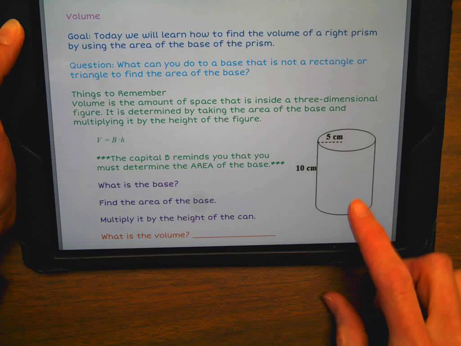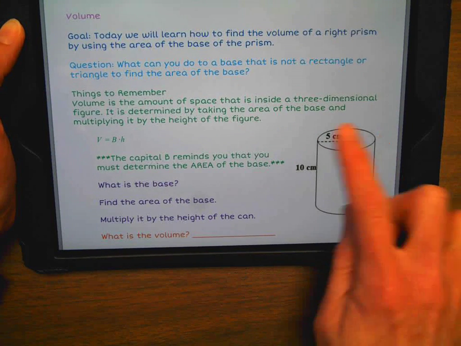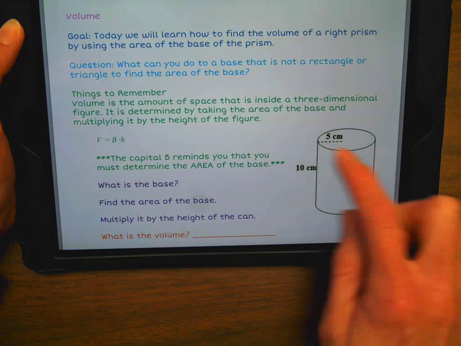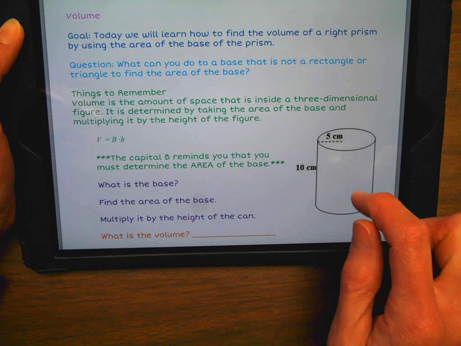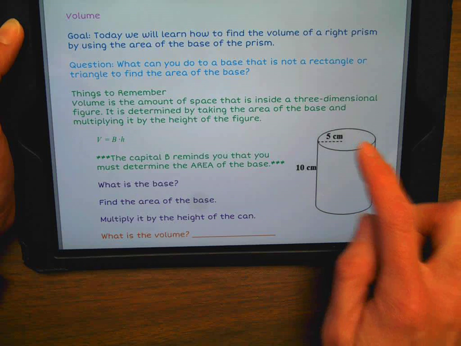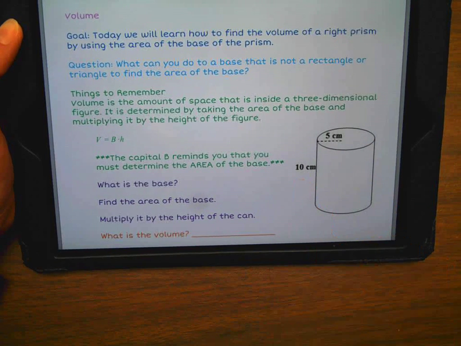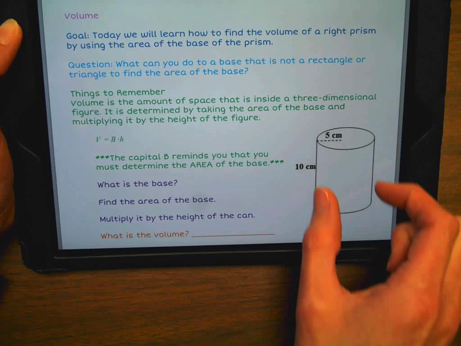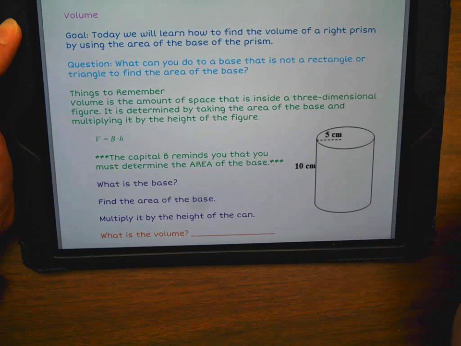So if we're looking over here, this right here is called a cylinder. And this cylinder has a base that's in the shape of a circle. So we know how to find the area of a circle. The area of a circle equals pi r squared. And so that's how we would find the area of the circle. And then once we know the area of the circle, we just have to multiply it by 10, because basically what that's saying is that you have 10 centimeters worth of those areas of circles stacked on top of each other, and that's how it gave you the height.